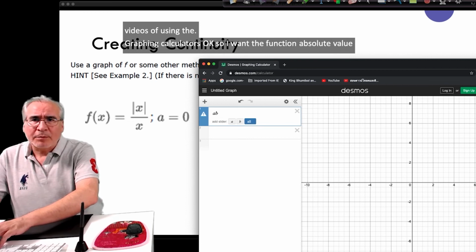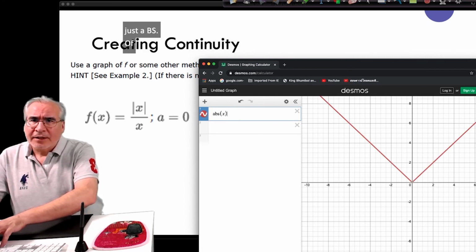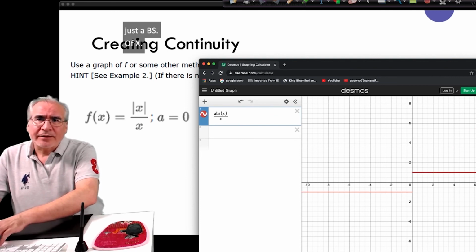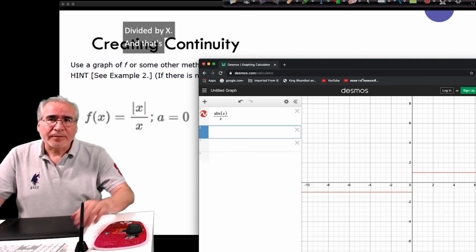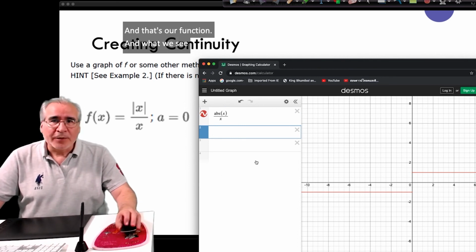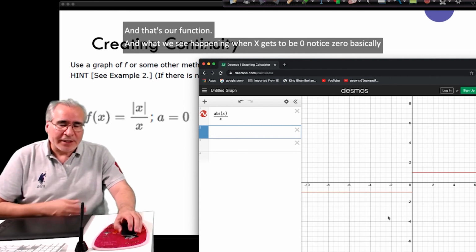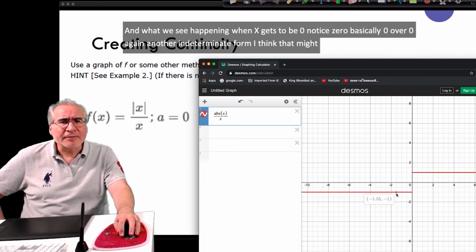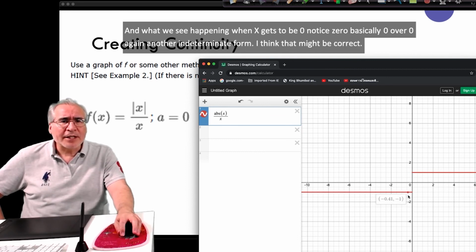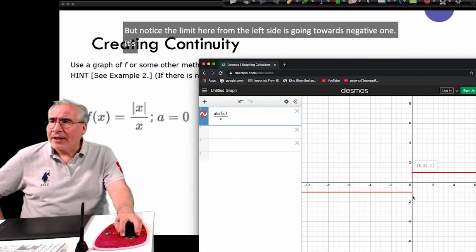I think it's just ABS of x divided by x. And that's our function. And what we see happening when x gets to be 0, notice 0 is basically 0 over 0, again, another indeterminate form. But notice the limit here from the left side is going towards -1. It's undefined at 0.